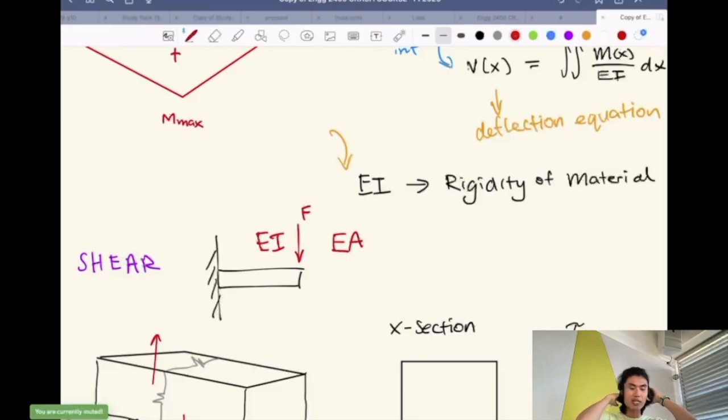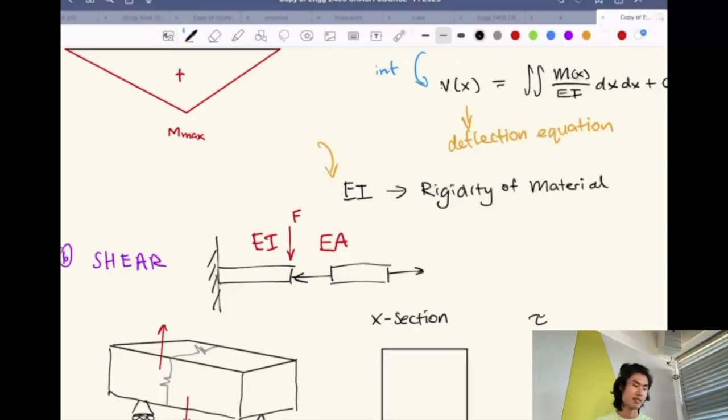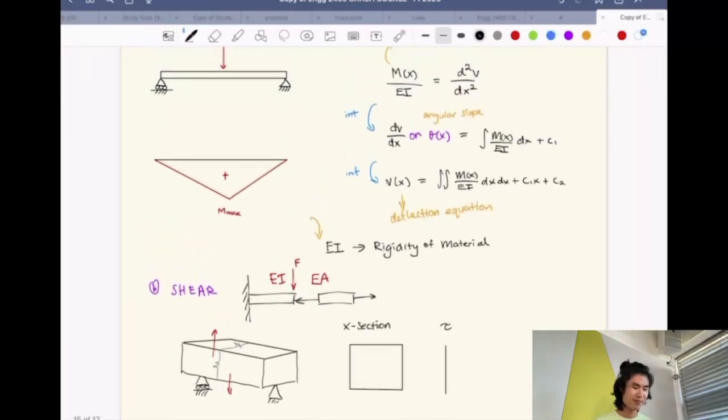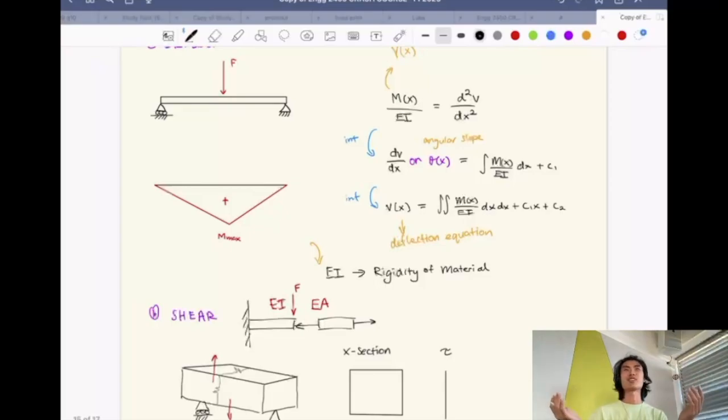So it's pretty much the resistance to bending. Now EA is just the opposite version. It's the axial version. So it's how resistant it is to being stretched and being compressed. But you don't need to know that for this course. This is just to help you understand what the rigidity actually is. Okay, that's pretty much deflection in a nutshell. It's just basically how it looks.